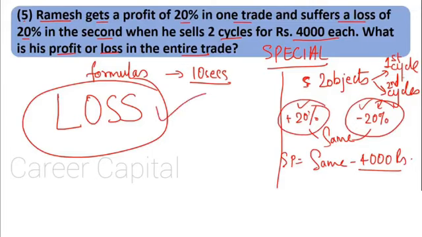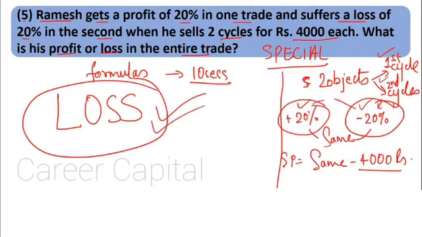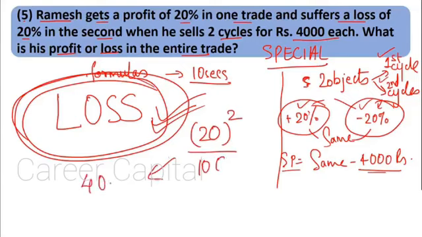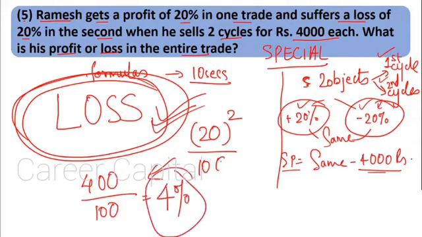Now over here it is one cycle, 2 cycles. If it is one cycle and one say bike or a car, still it will be profit and loss, and whether the selling price is the same. If these 2 conditions are true, then the person will always have a loss. Always remember. And what will be the loss percentage? Very easy. What is the percentage given here? 20, right? So 20 is given. Simply square it, divide by 100. What do we get? 20 square is 400, divide by 100, that would be 4%. So the answer is 4% loss in the entire trade.